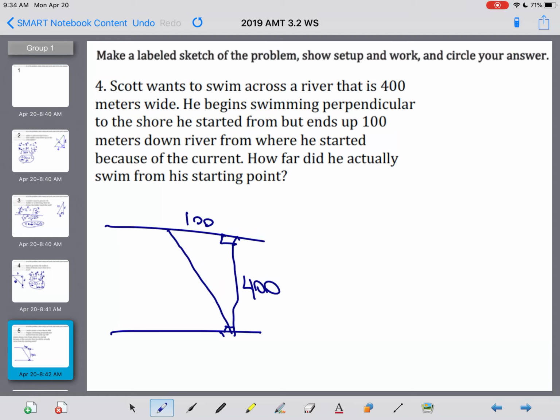So here is my distance here. So again, right triangle, check. We know two sides, check. We're looking for the third, check. And this time we're looking for the hypotenuse. So again, 100 squared plus 400 squared, those are our legs, equals my kind of diagonal hypotenuse. I'm just going to calculate this all at once here.